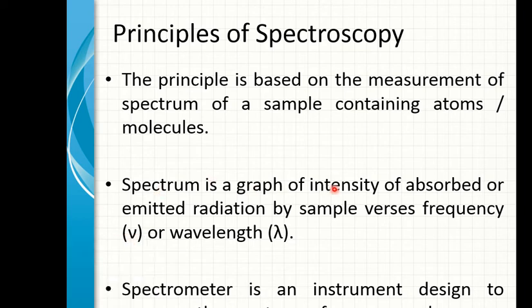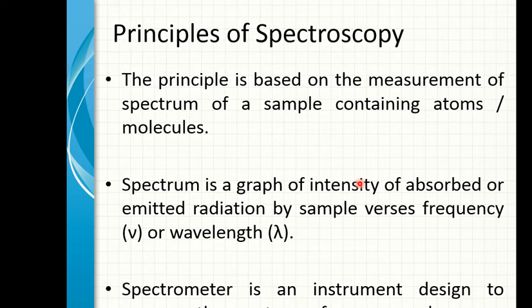the spectrum is a graph of the intensity of absorbed or emitted radiation by the sample versus frequency or wavelength. Here, the absorbed or emitted radiation is produced from the interaction of the sample and electromagnetic radiation.